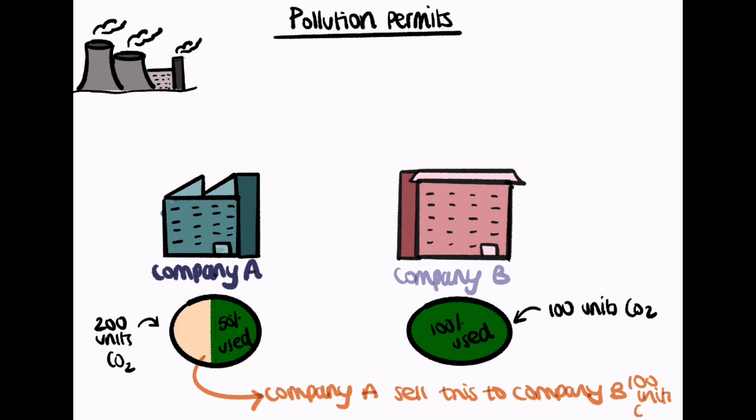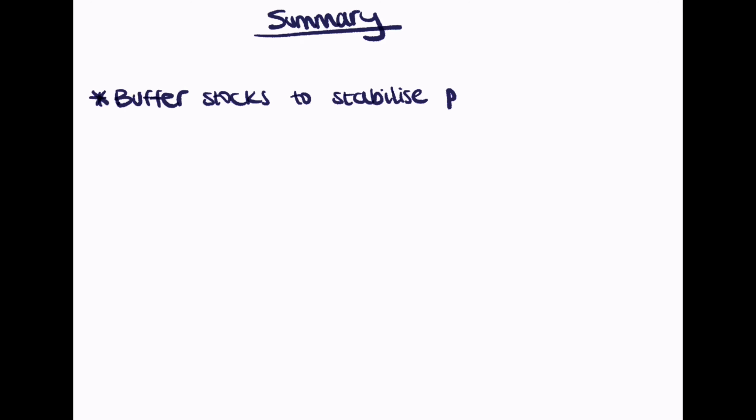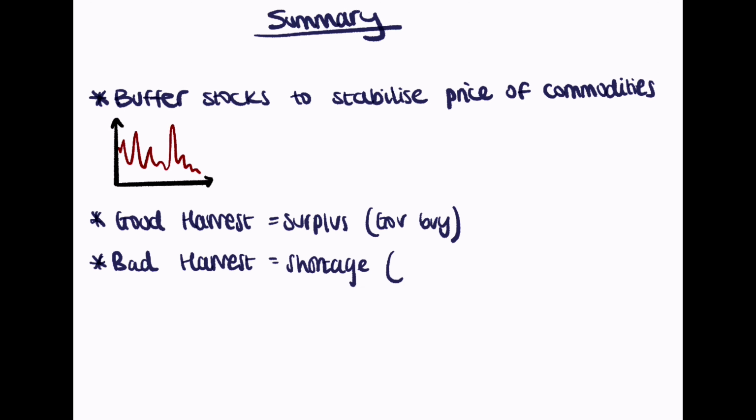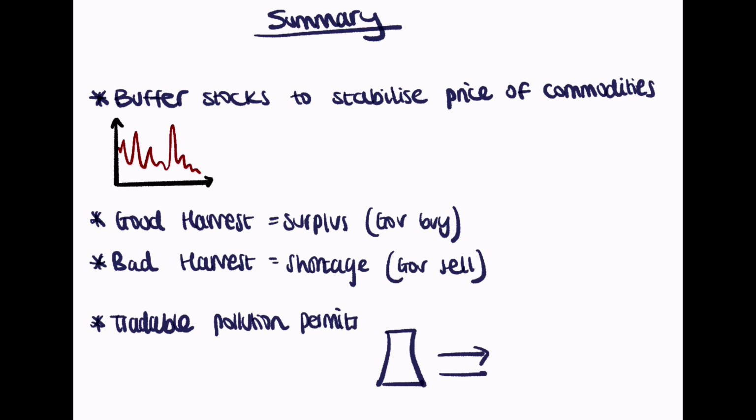Let's summarize. So buffer stocks are used to stabilize the price of commodities. During a good harvest, the government purchases the surplus quantity, and during a bad harvest, it can sell this quantity to reduce the shortage. Pollution permits are used as an incentive for firms to produce less pollution and generate revenue.